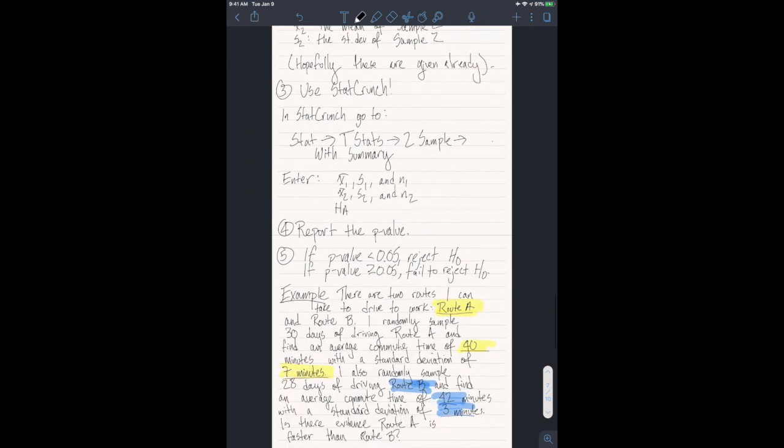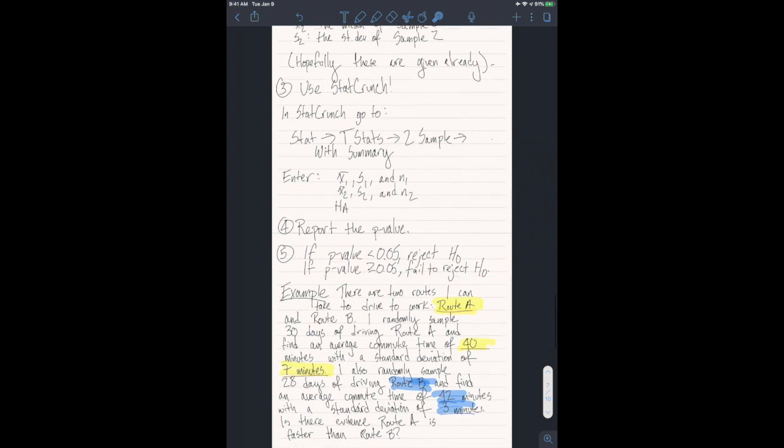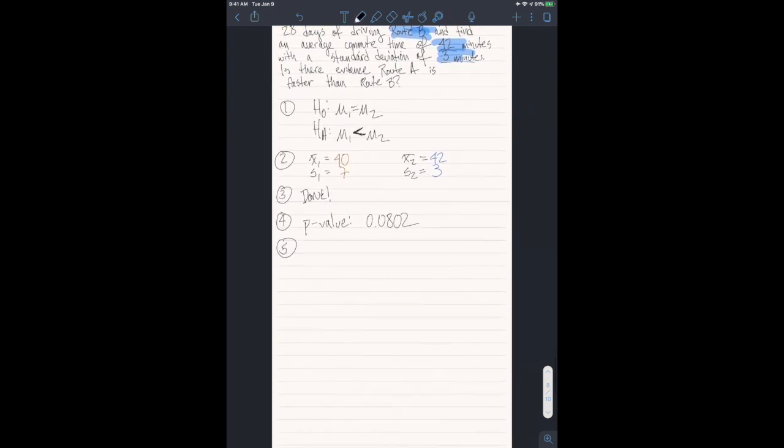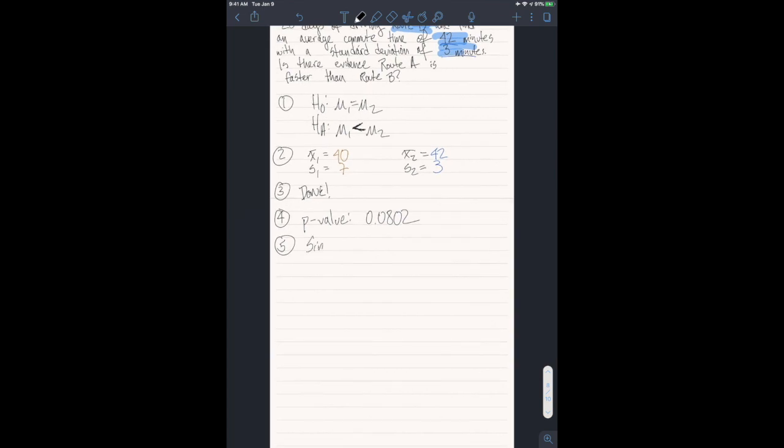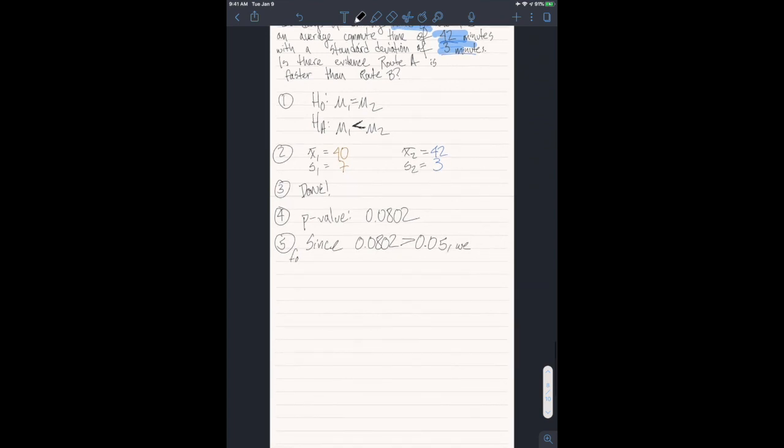Where is my instruction? There it is. If the p-value is less than 0.05, we reject. Greater than 0.05, fail to reject. So my p-value was 0.08. So since my p-value, 0.0802, compared to 0.05 is bigger, right? Greater. Was greater than 0.05, right? 0.08 is greater than 0.05. We fail to reject.